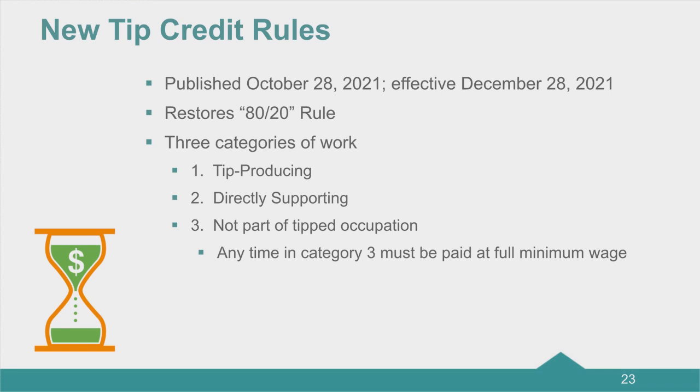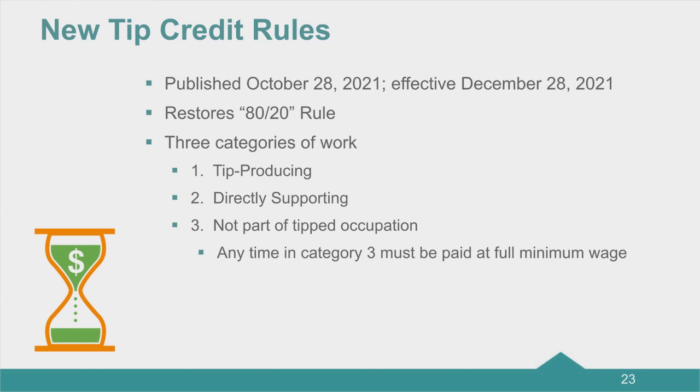Now, over the years, there's been a lot of back and forth, both in litigation at the court level and also with the Department of Labor on this so-called 80-20 rule and how it's going to be enforced, because it leads to a lot of uncertainty in its application, right? What's tip producing? How do you quantify it?